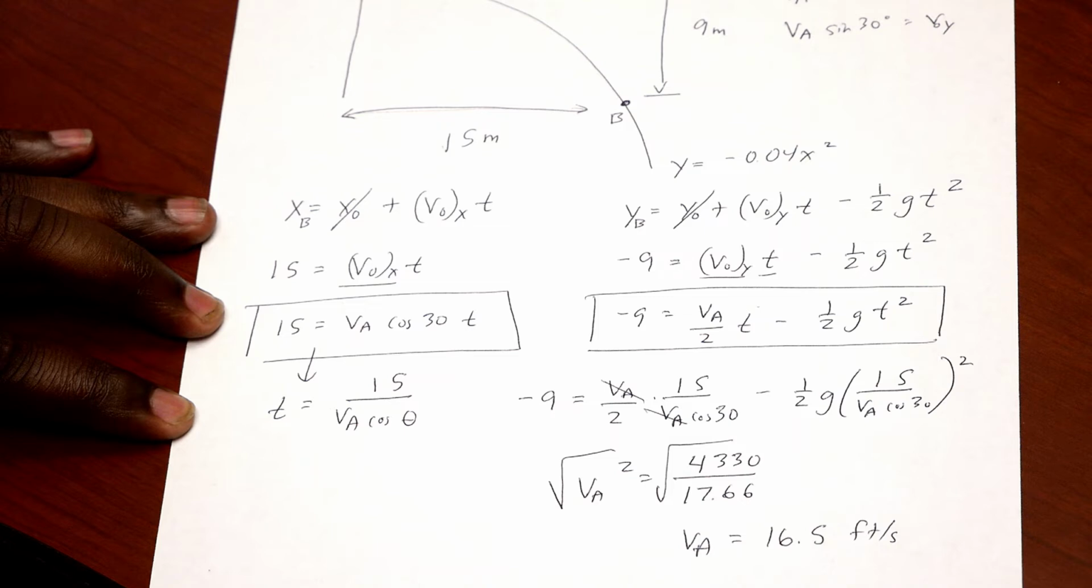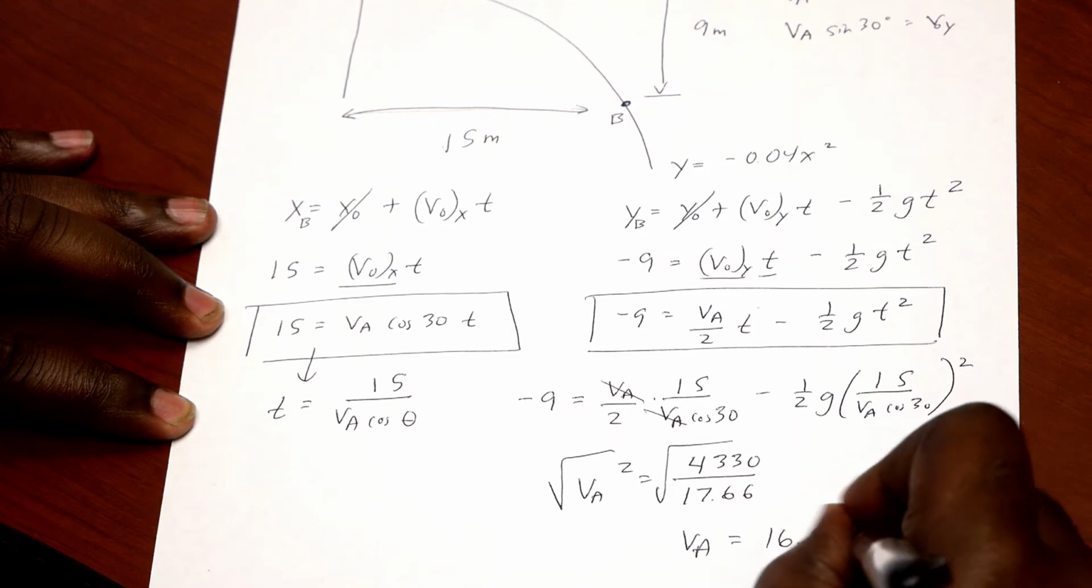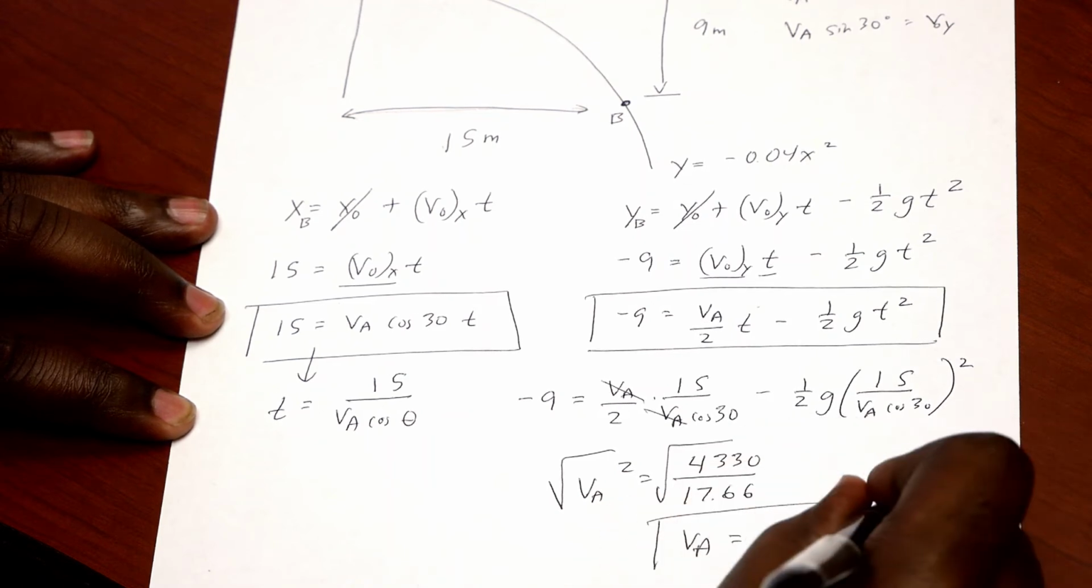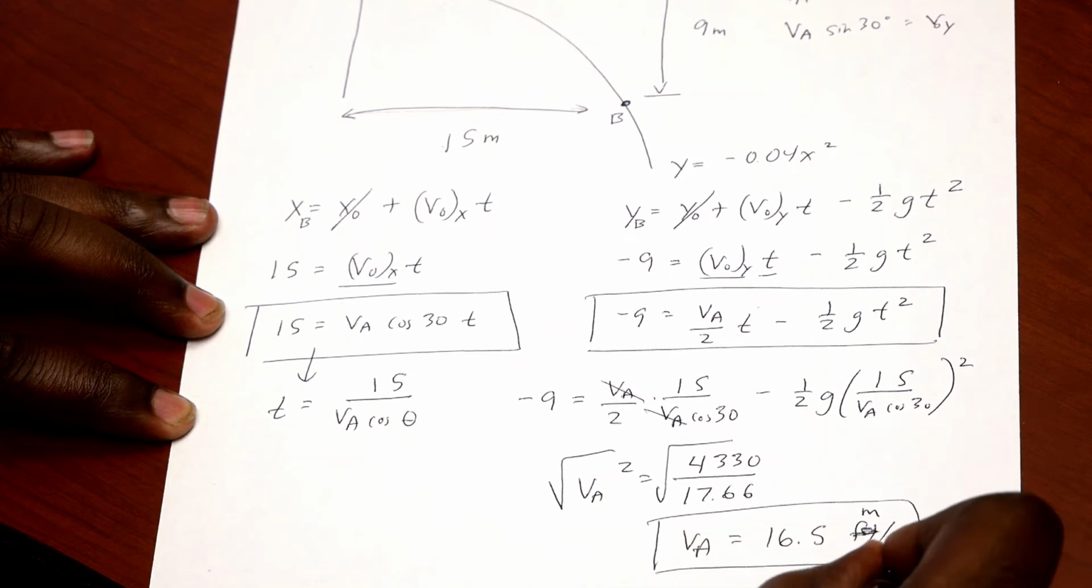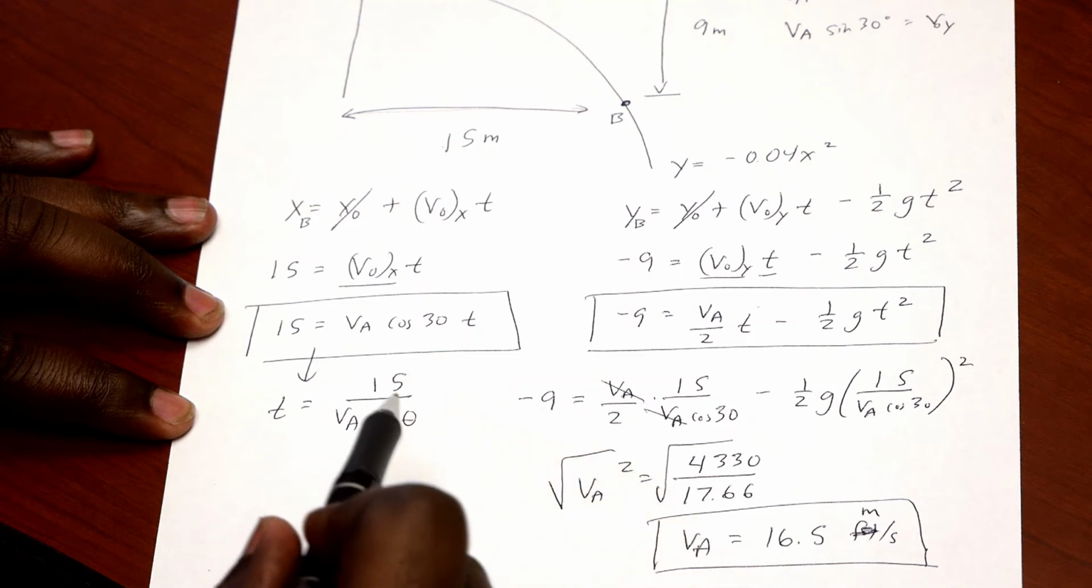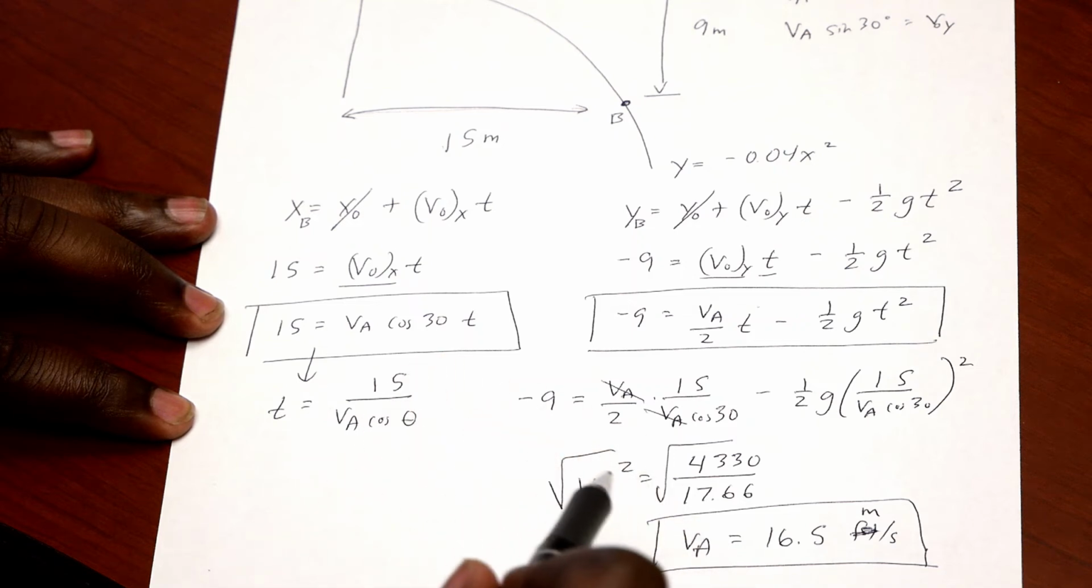Okay? Actually, no, excuse me, that would be meters per second, right? Because we're in meters. So that would be our first step: we establish what VA is. And by going through this method, we get VA, and we don't have to start with VA of X and Y and decompose.